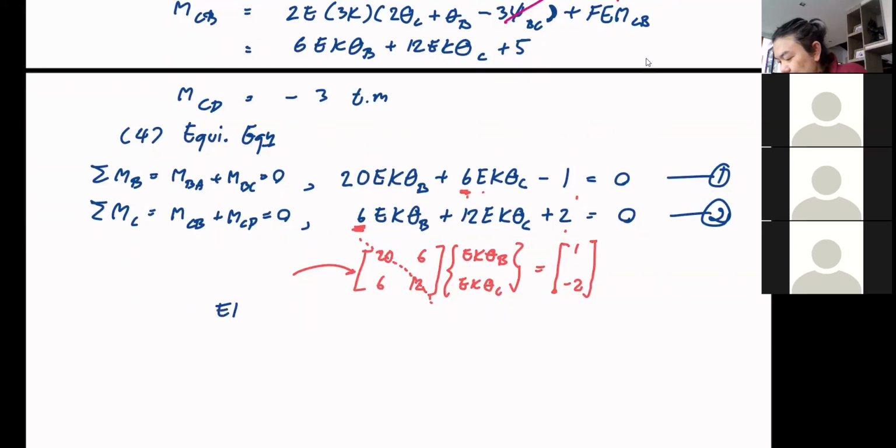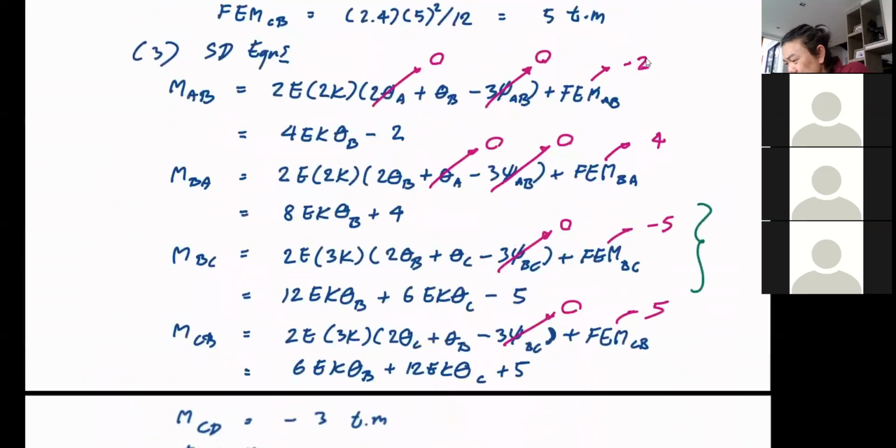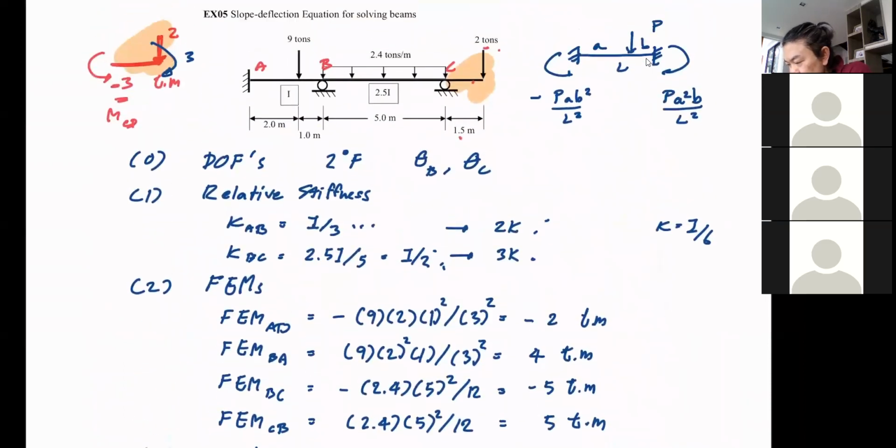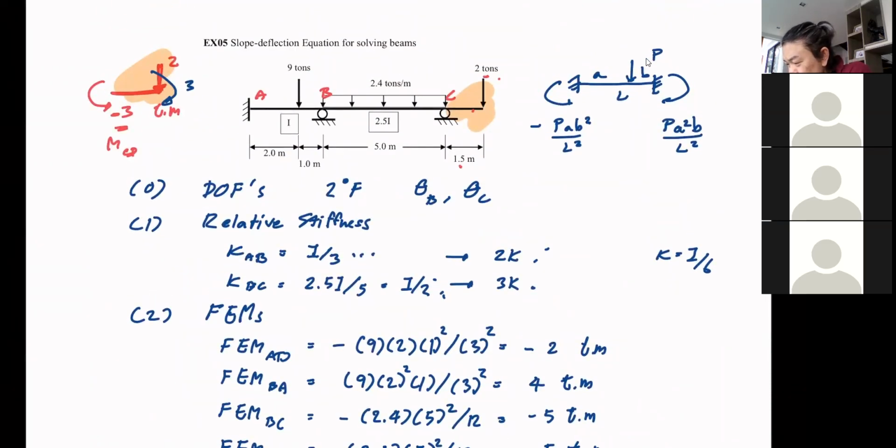EK theta B equal to 2/17, and EK theta C is now minus 23/102. So now you see from this that EK theta B is clockwise, EK theta C is in fact counterclockwise. You can check this to see if it makes sense. Theta B clockwise, is that possible? And C is counterclockwise.